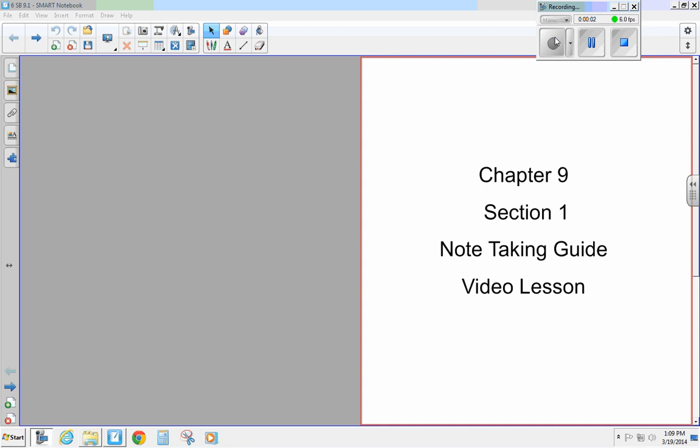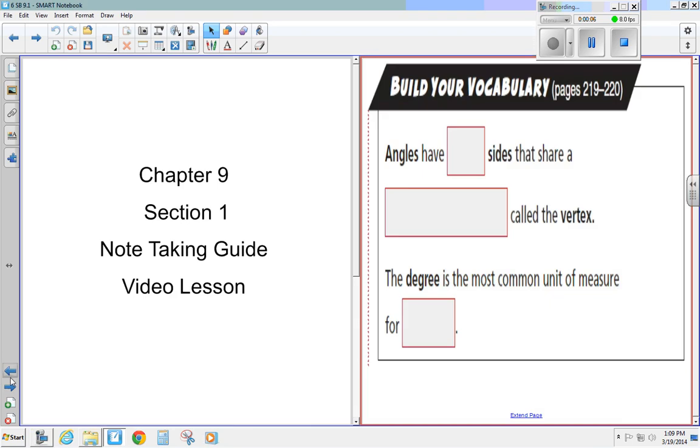Welcome to Chapter 9, Section 1, Measuring Angles. Let's build some vocabulary.